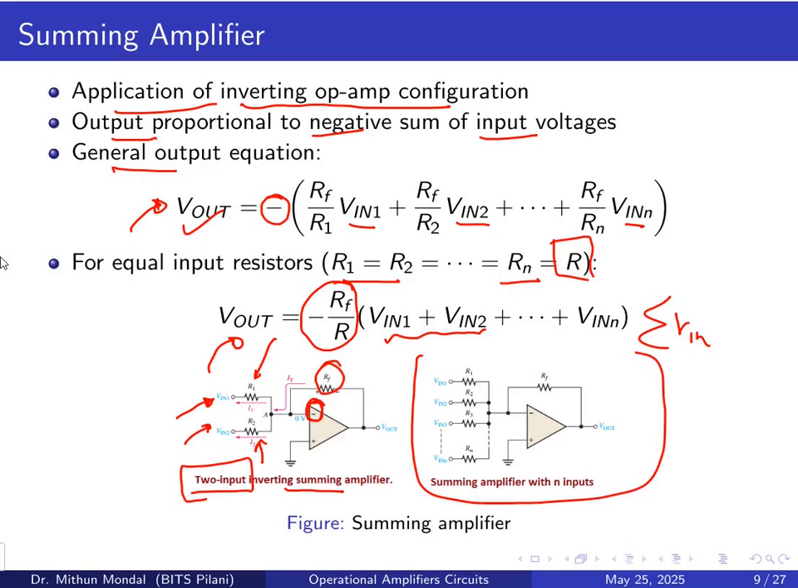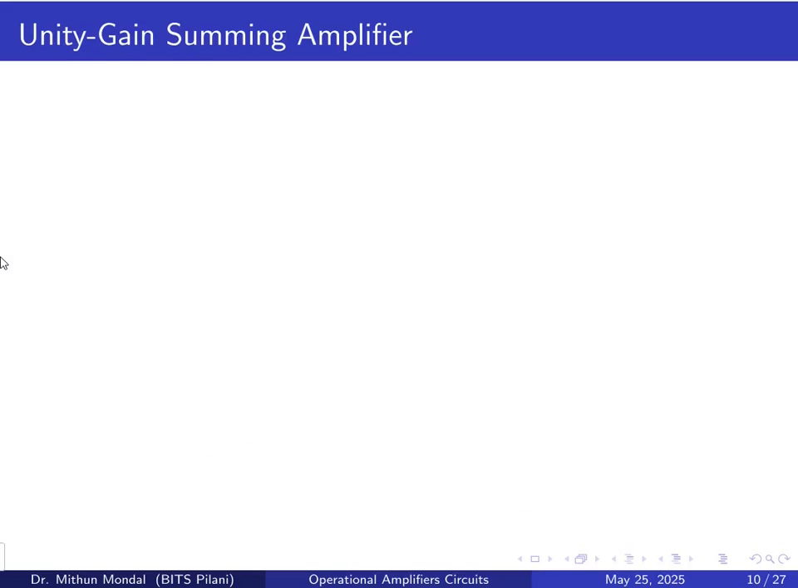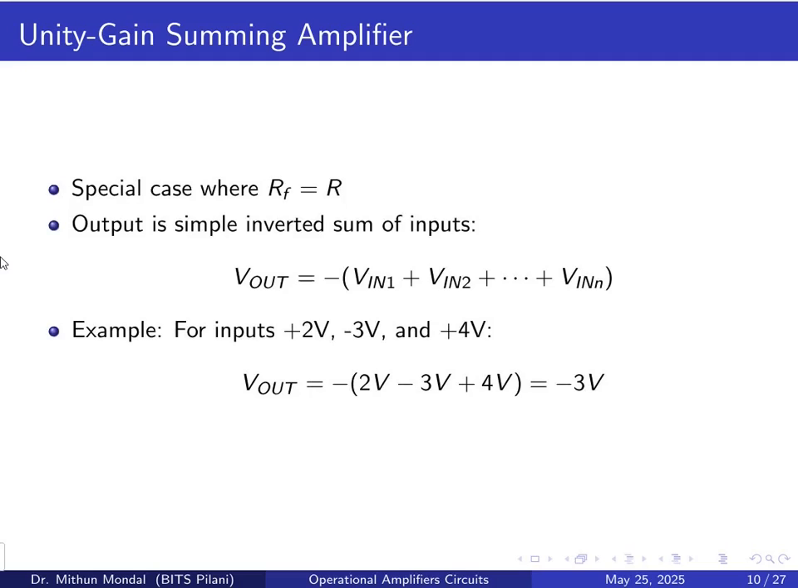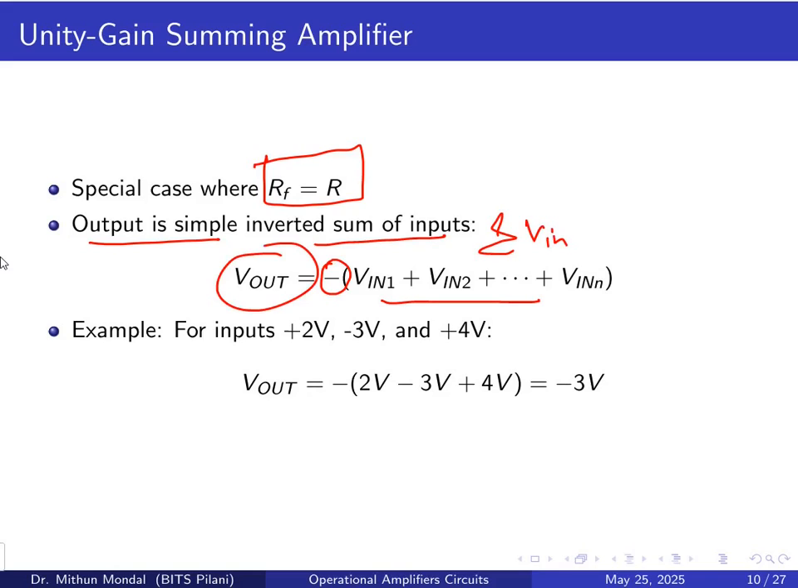So this is the circuit which shows that there is a summing amplifier and there are n inputs which are given to the inverting terminal, and there is a feedback resistor connected. One special application of this summing amplifier is known as the unity gain summing amplifier, where the feedback resistor is equal to the input resistor. Then in that case the output is very simple, an inverted sum of the inputs. So you have the negative sign which represents the phase difference, and this summation of V input we get at the output.